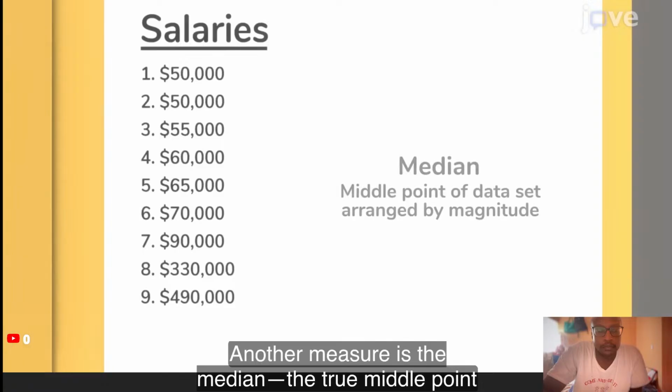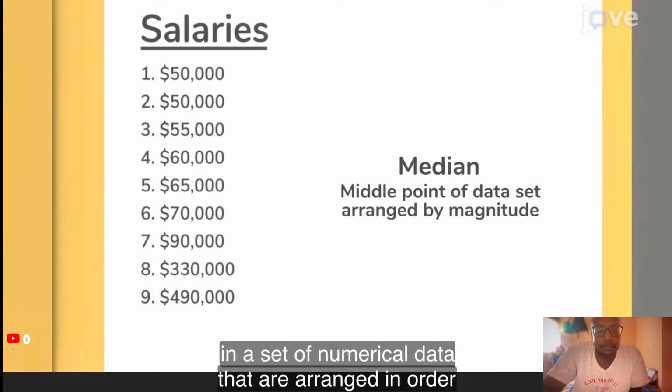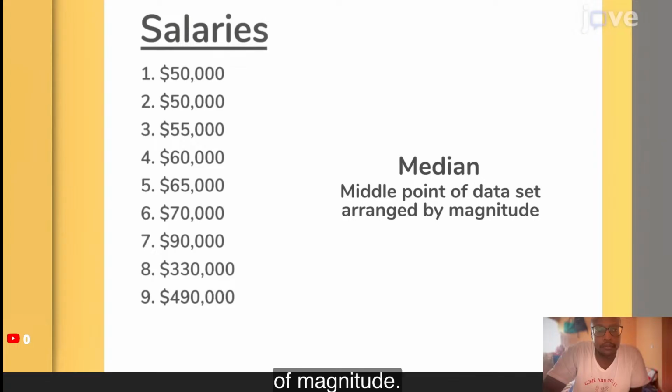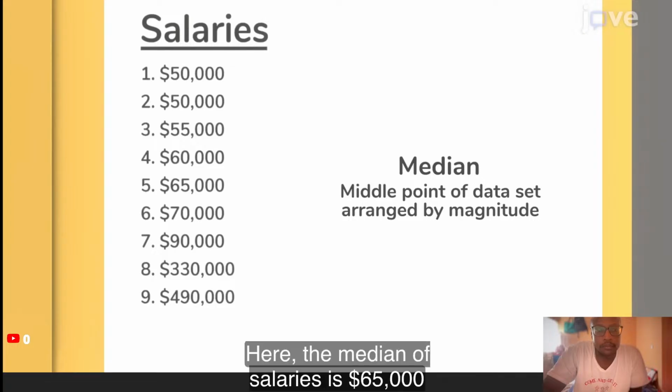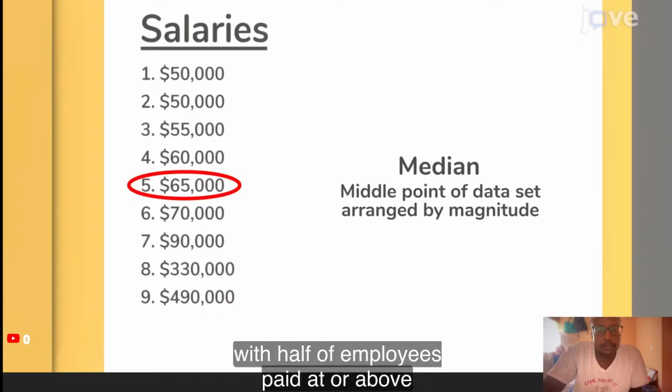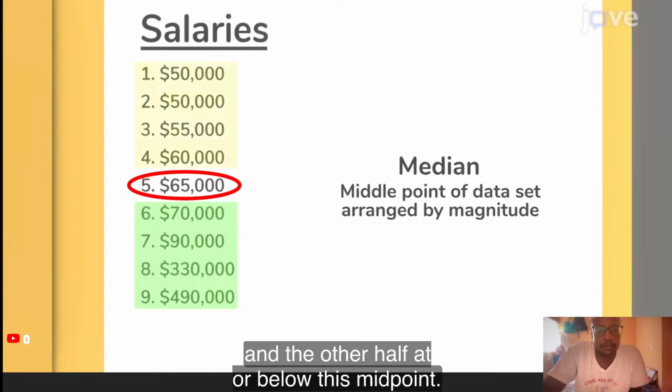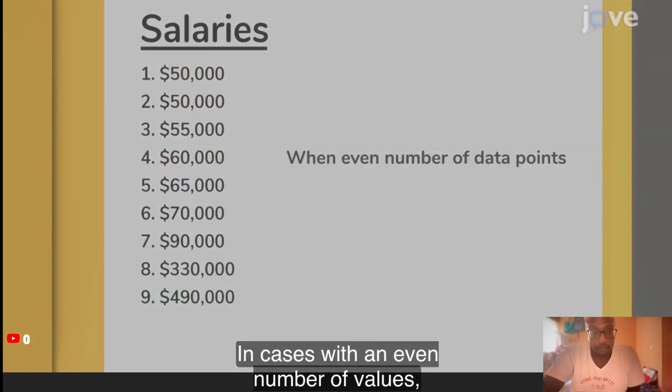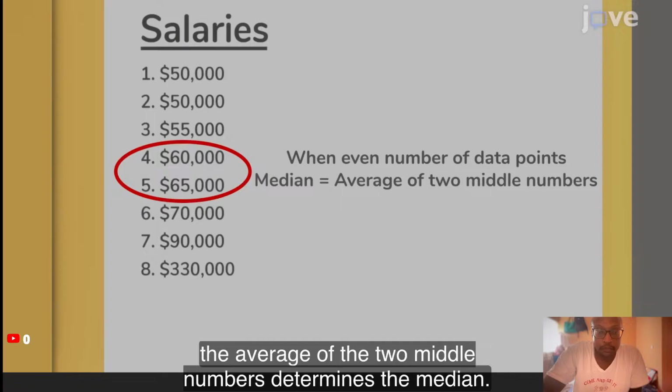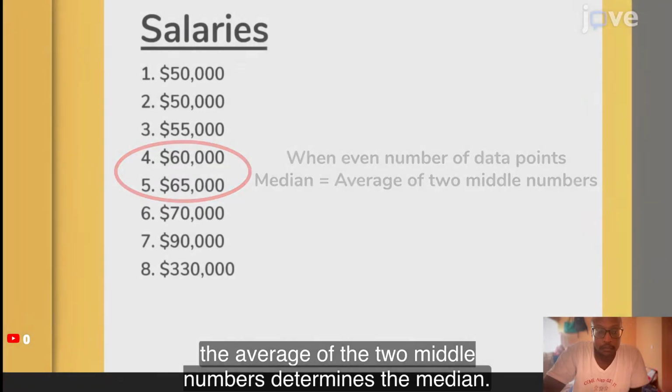Another measure is the median, the true middle point in a set of numerical data that are arranged in order of magnitude. Here, the median of salaries is $65,000, with half of employees paid at or above, and the other half at or below this midpoint. In cases with an even number of values, the average of the two middle numbers determines the median.